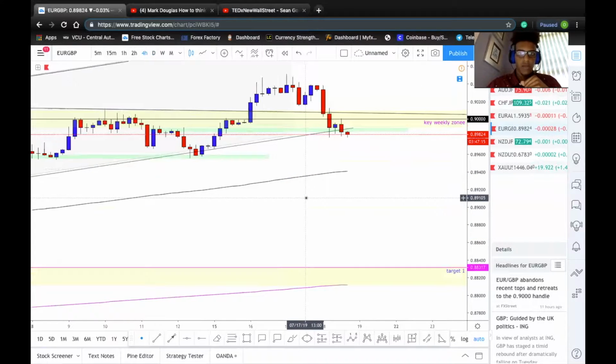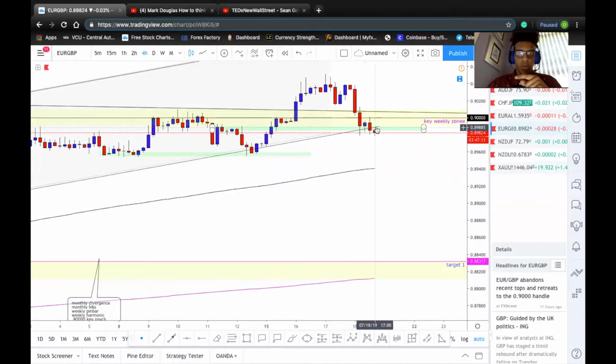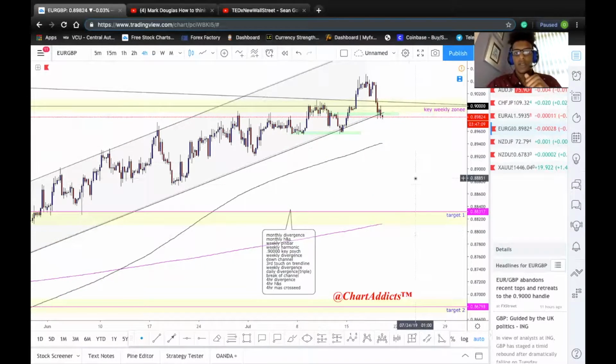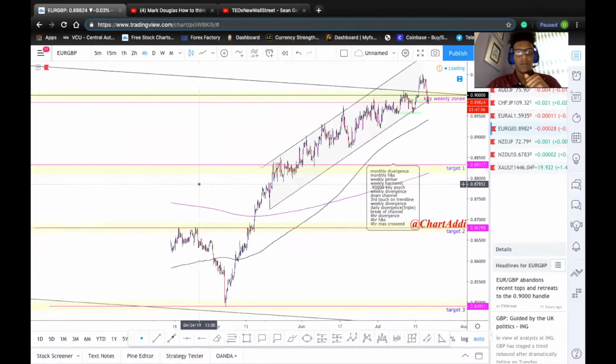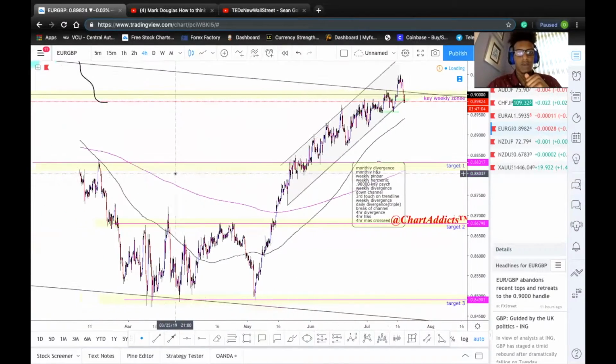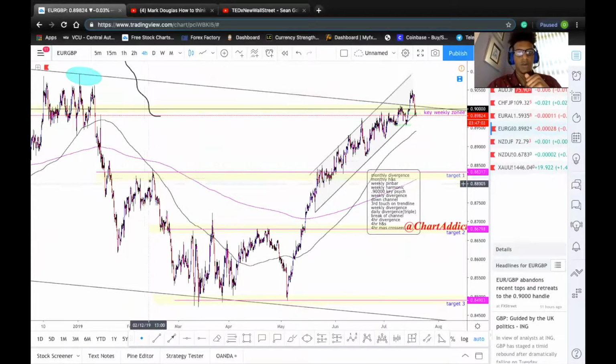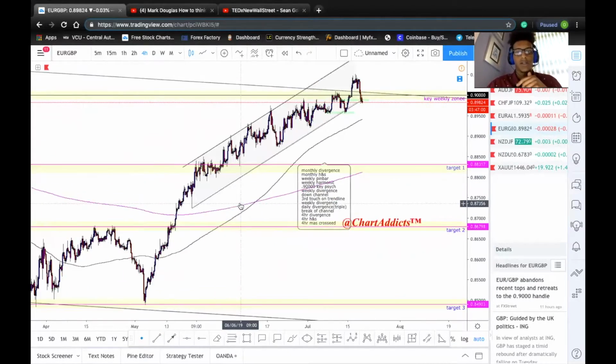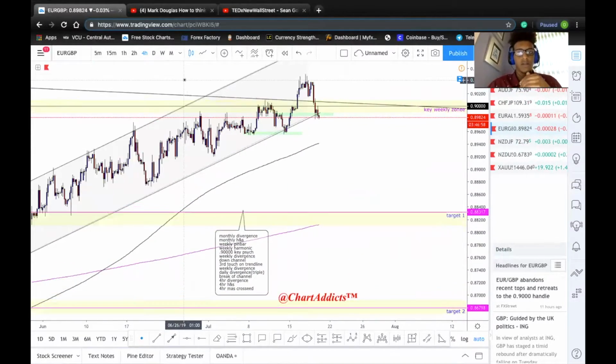Scaling down to the weekly. Looks like we did break support and we broke that trend line. So target one, you guys can see, is the bottom of this channel. You guys can see we have some well-respected support and resistance in the past. So again, just higher time frame confluence.